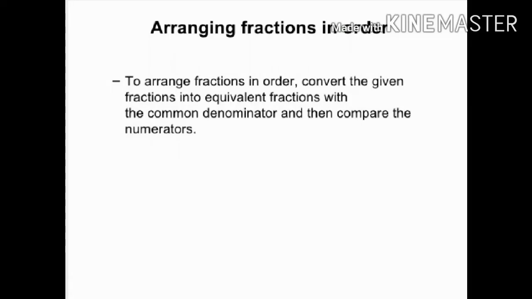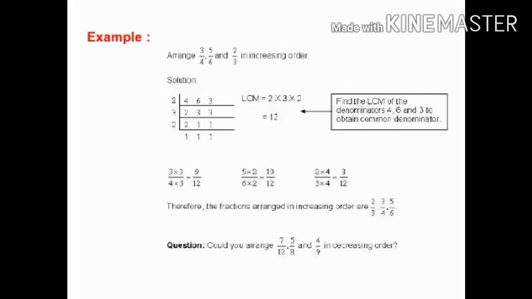Arranging fractions in order. To arrange fractions in order, convert the given fractions into equivalent fractions with the common denominator and then compare the numerators. So example is arrange 3 by 4, 5 by 6 and 2 by 3 in increasing order. Increasing order means ascending order.